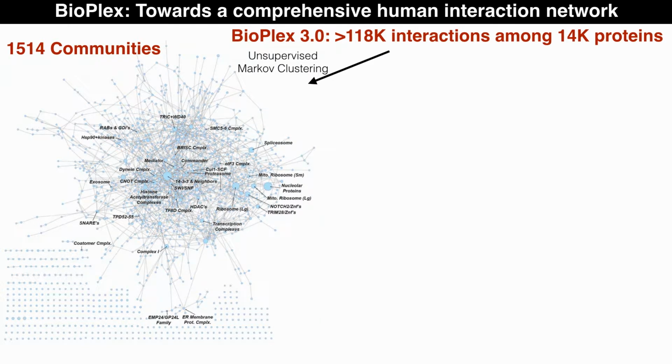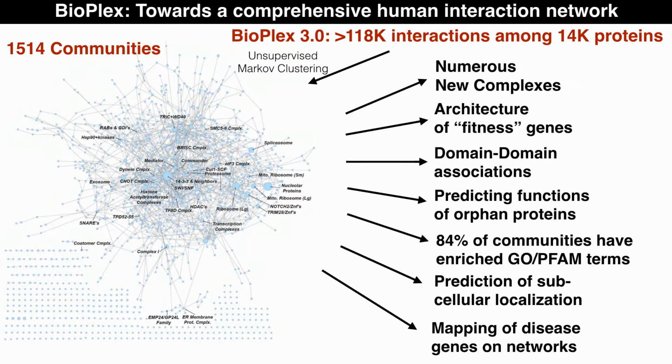Each little blue dot here is a different community, and the size represents how many proteins are present in the community. You can see there are a lot of things we know a lot about in this particular map. But what we've been able to do then is use this kind of data to identify new complexes.